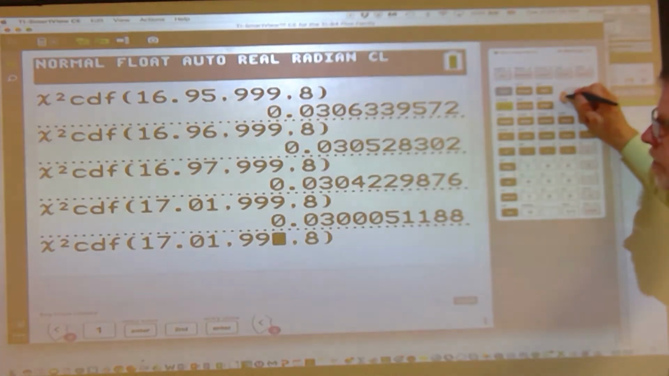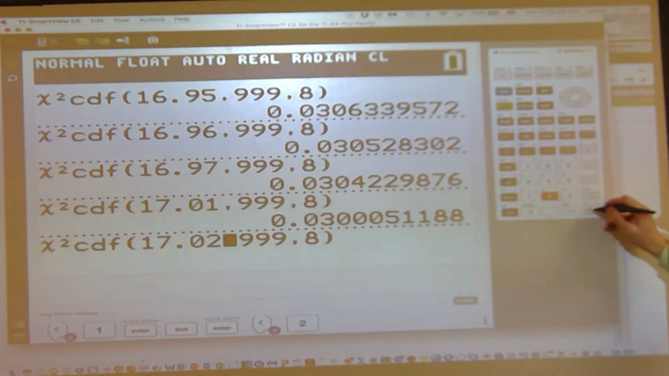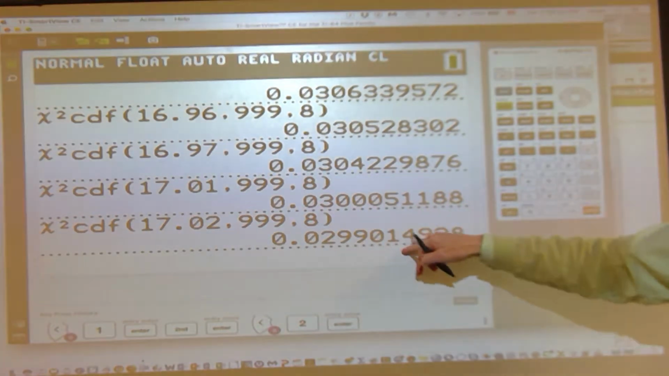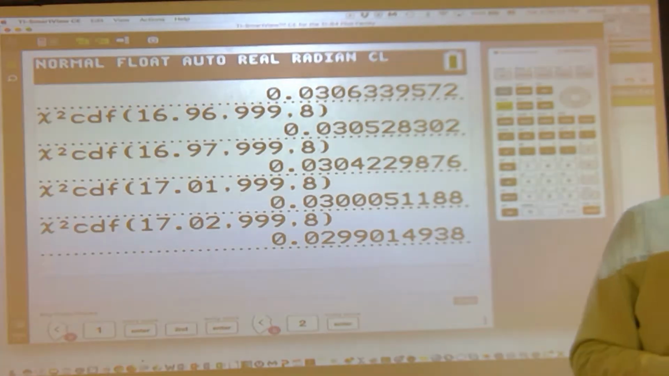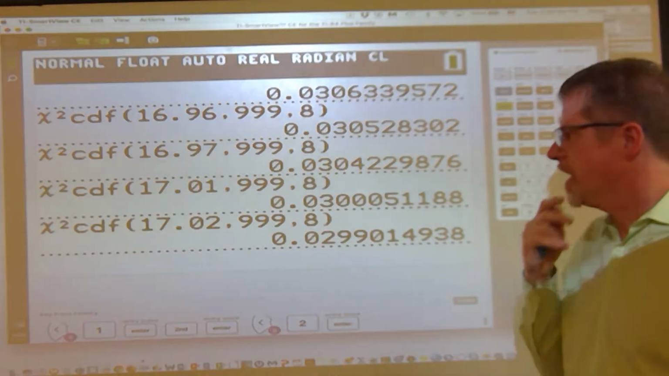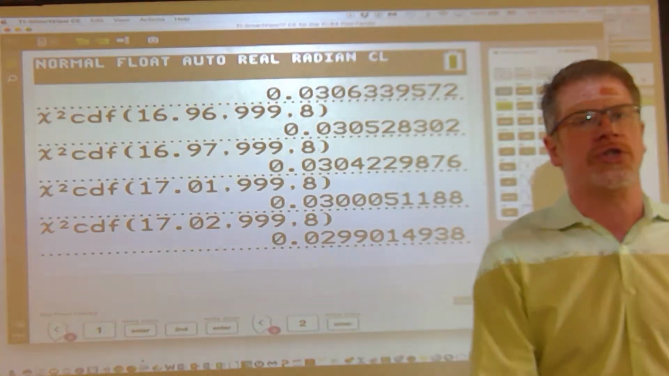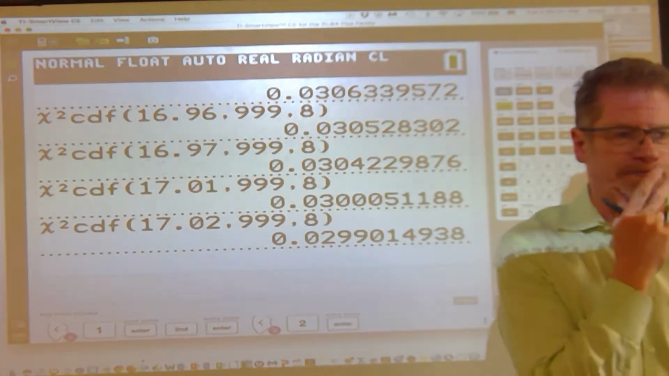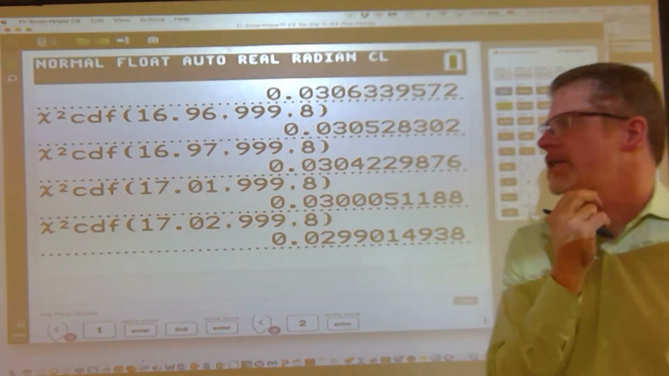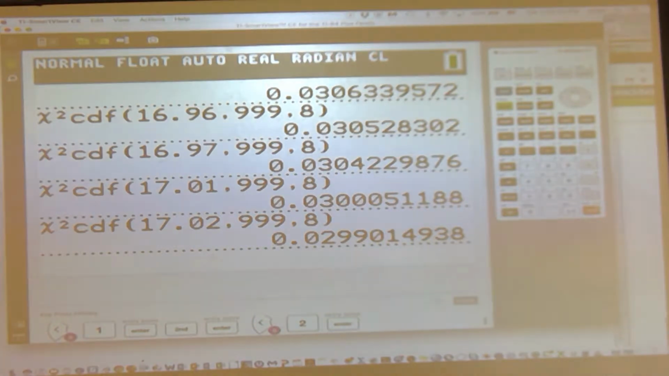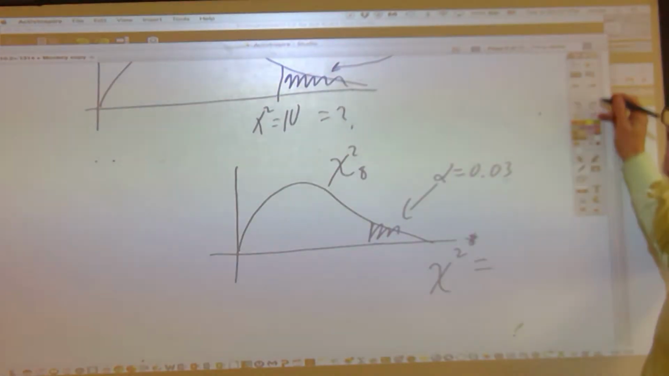Let's see if he's right. Once we go to 17.02, yep, now we're on the other side. So that means the critical chi-squared value to 2 decimal places, I would accept either 17.01 or 17.02 on the quiz. Any questions on that? It's critical chi-squared value for alpha equals 0.03. Okay, so that's the warm-up activity.